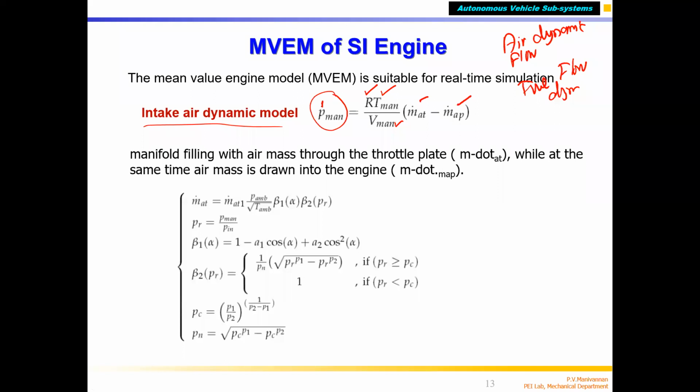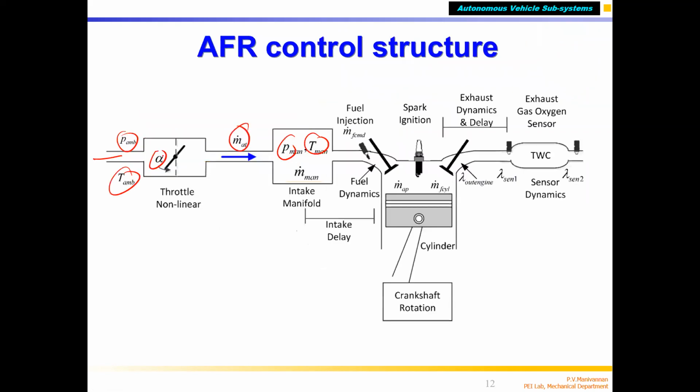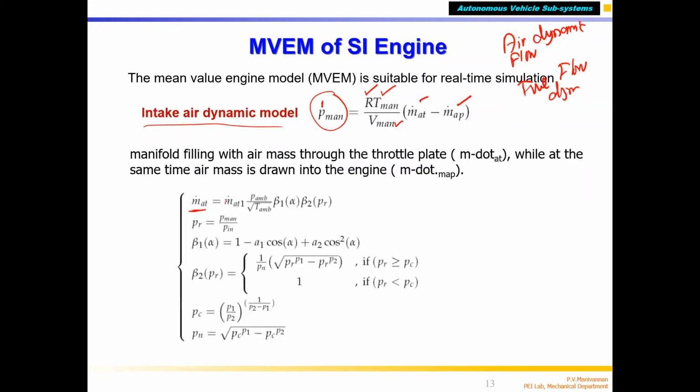Based on that, you will be able to find the mass of the air passing through the throttle valve, which is M-AT. This air depends on the throttle angle, and that's the equation given here. It is the mass airflow at the throat multiplied by P ambient into root of T ambient into B1, which is a function of alpha. Alpha is nothing but the throttle angle.